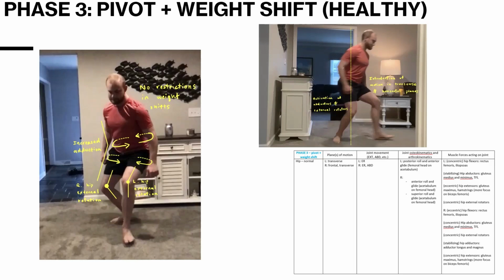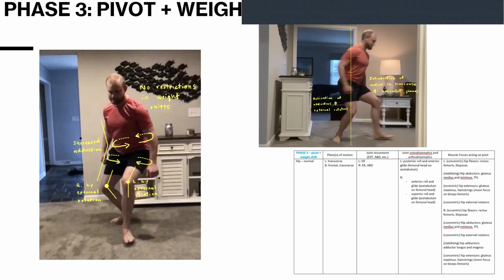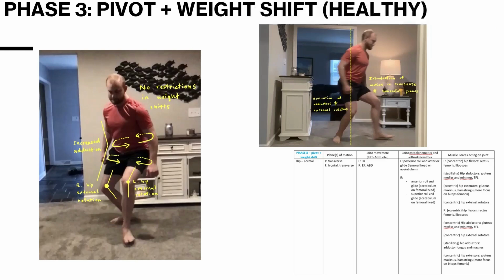For the right hip, flexors, rectus femoris and iliopsoas are eccentrically firing. Hip extensors are firing to stabilize the hip. Gluteus maximus, hamstring are eccentrically contracting. The hip external rotators are concentrically contracting to turn the hip. Hip abductor, gluteus medius, minimus, and TFL are concentrically firing to abduct the hip. Hip adductor longus and magnus are also contracting to stabilize the hip.